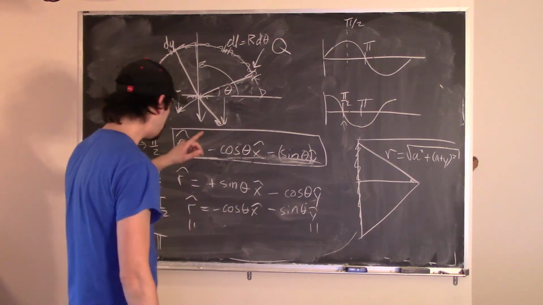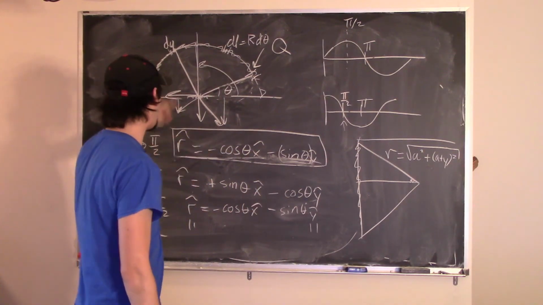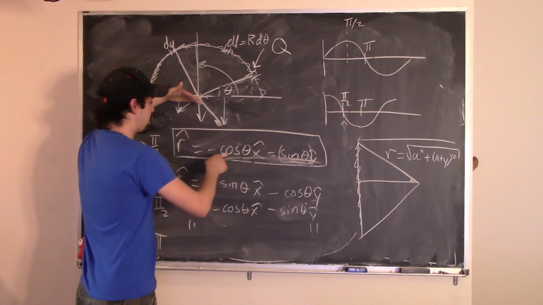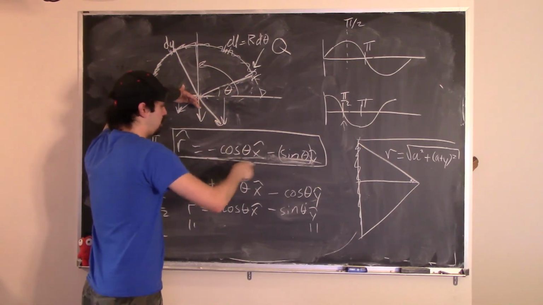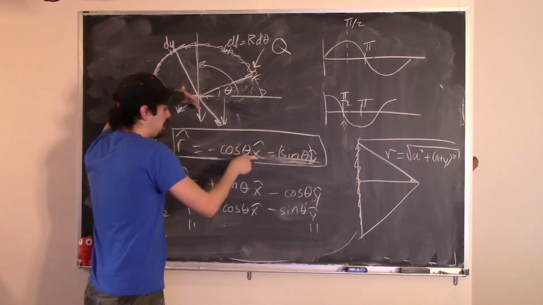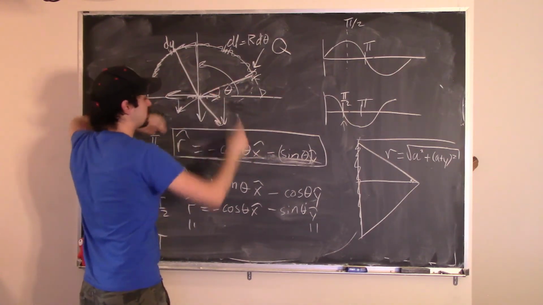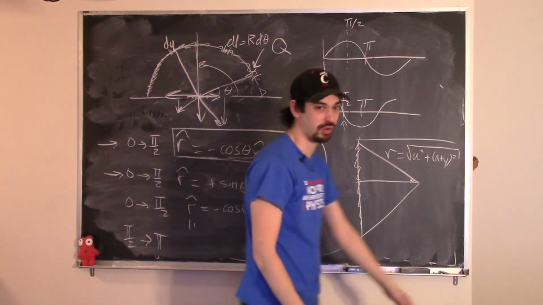Okay. Let's see for pi. We go to pi. Cosine of pi is negative 1. Negative 1 times negative 1 is positive 1. So this gives me a positive x hat. So this points in this direction. And we know that sine of pi is 0.